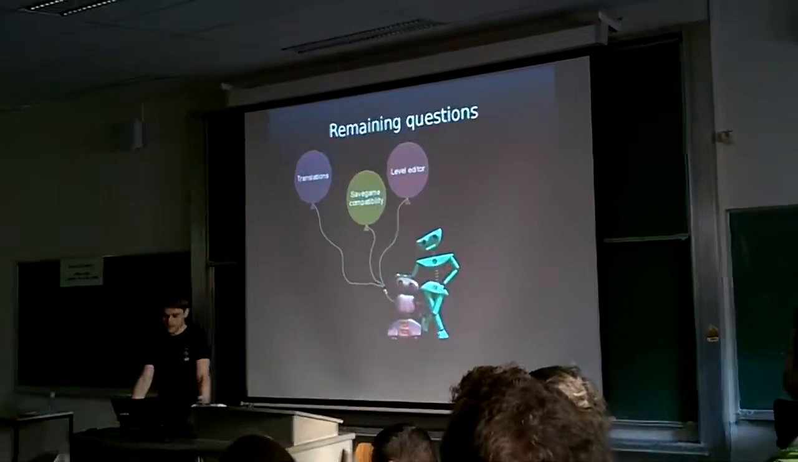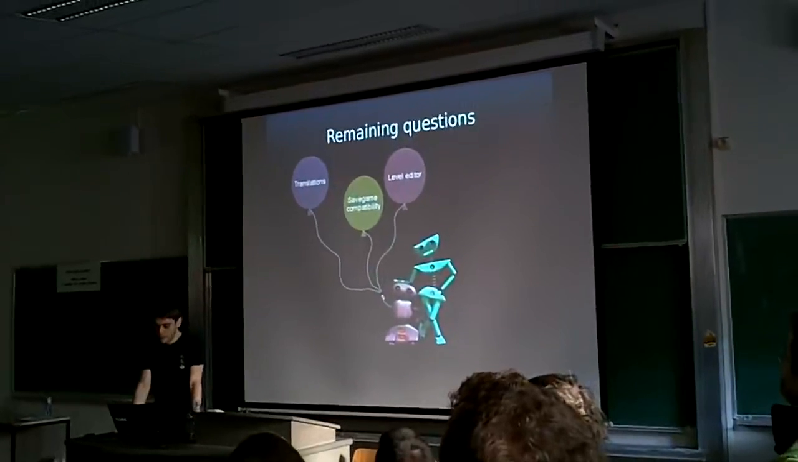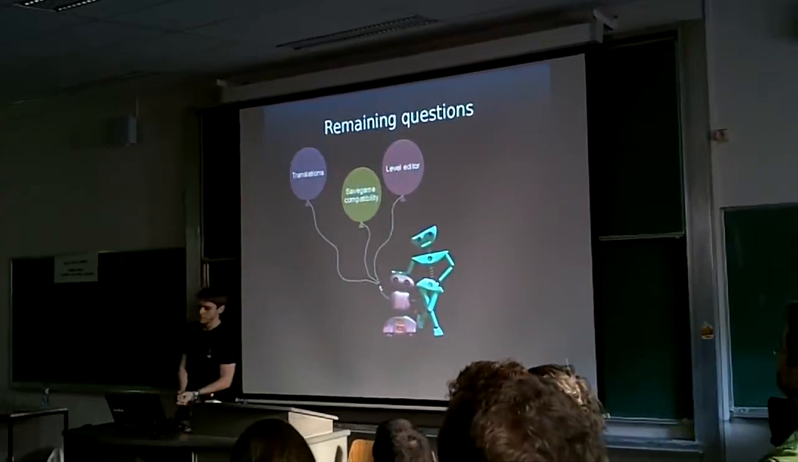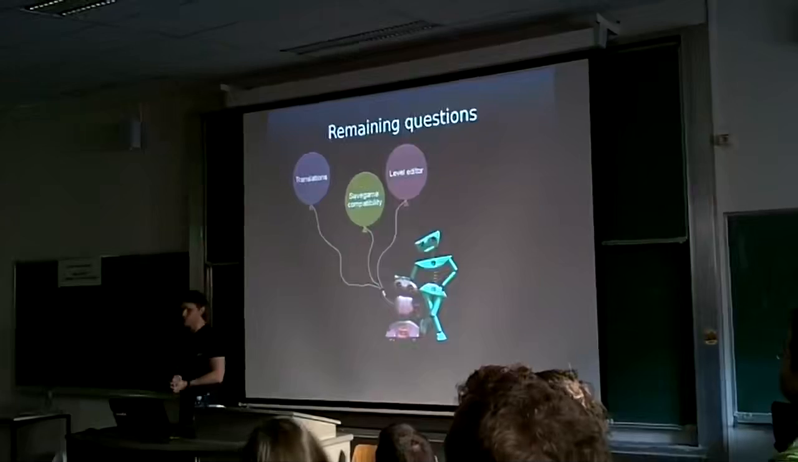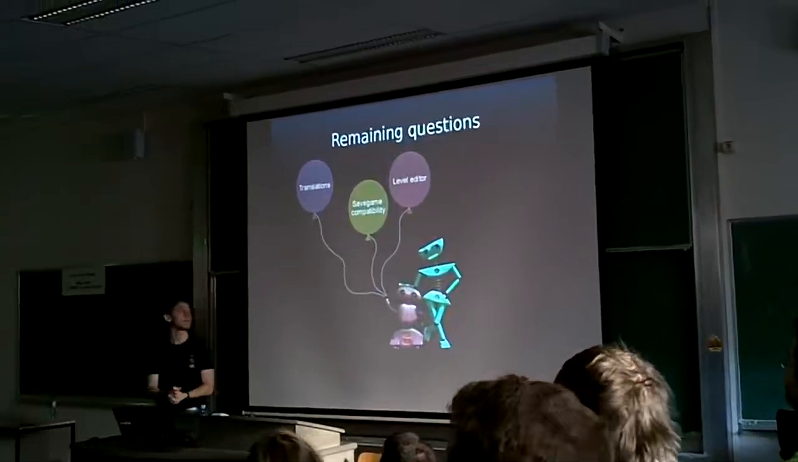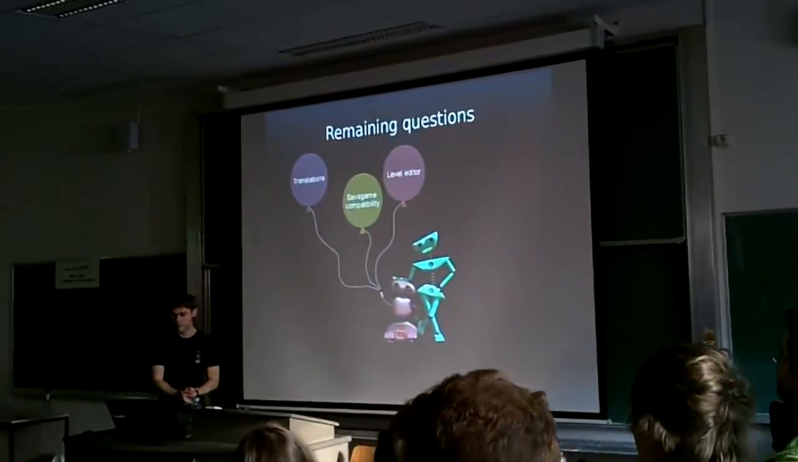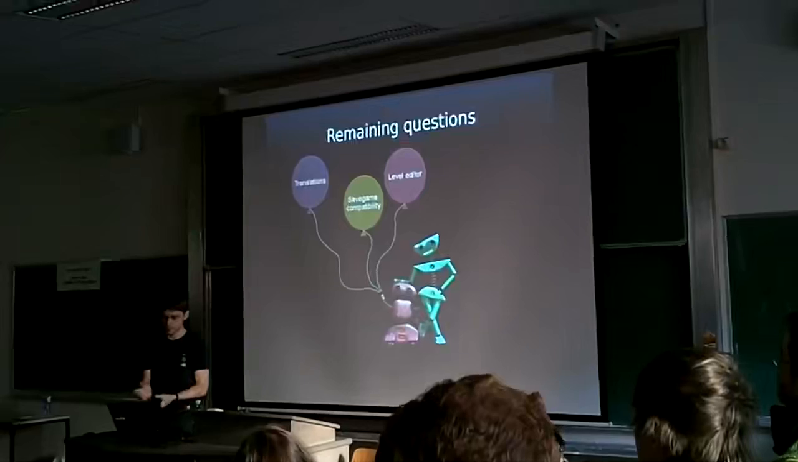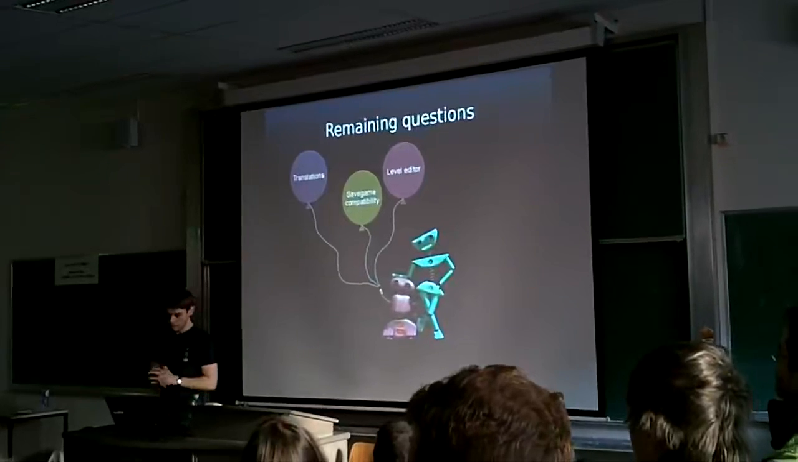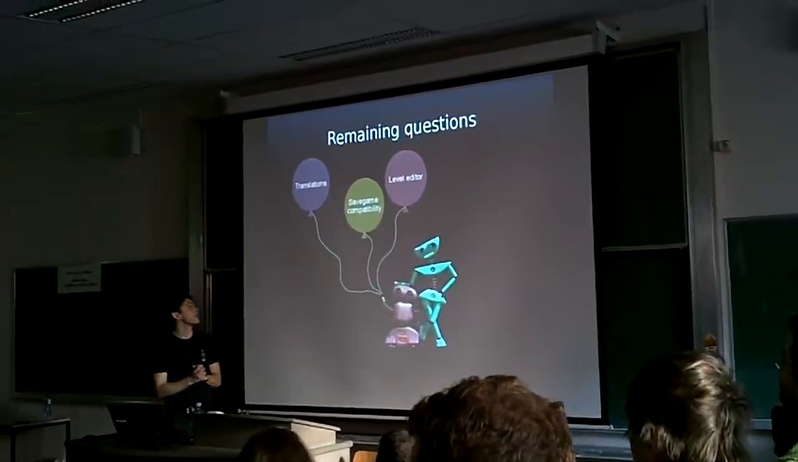Now, we have a few remaining questions in Huillet RPG, things that we have not solved and do not know how to solve. The first one is translations. The second one is save game compatibility. The third one is the level editor. I've got a bit more time, so I guess I can go into details.